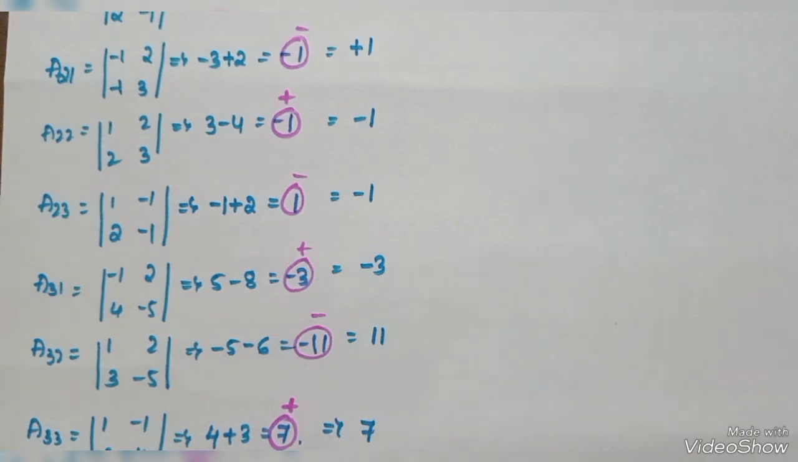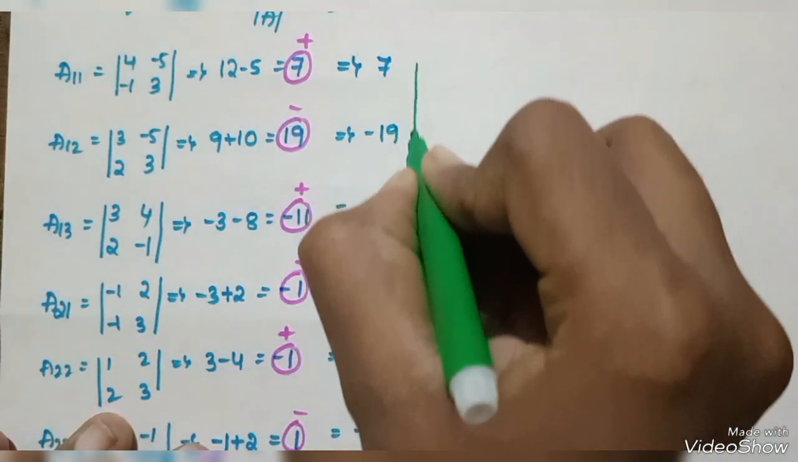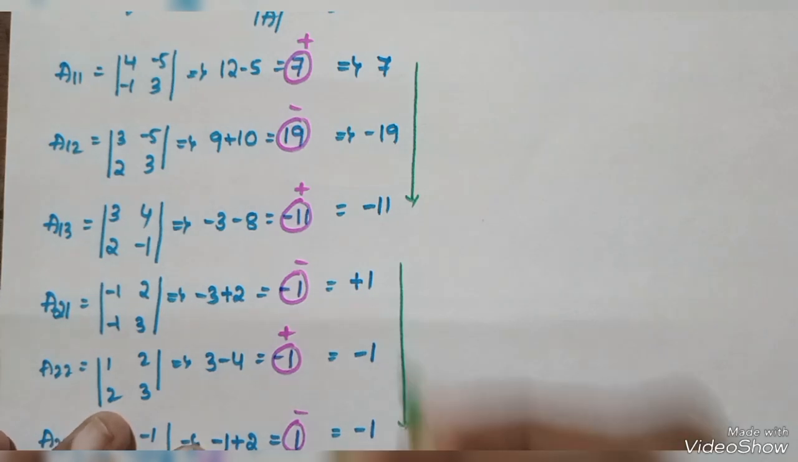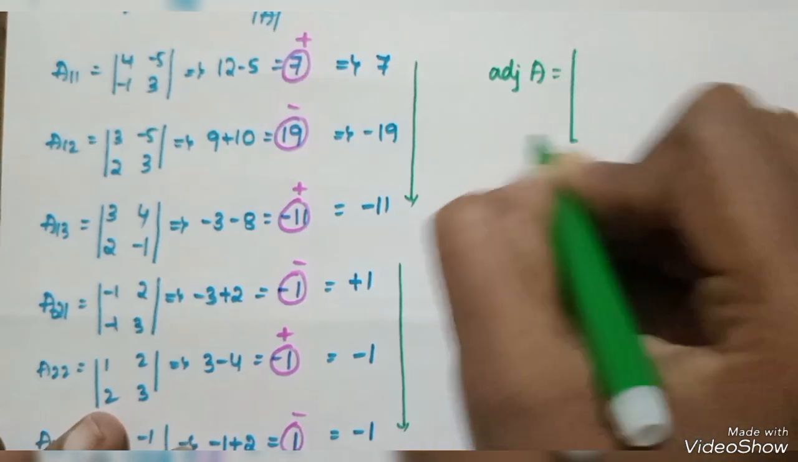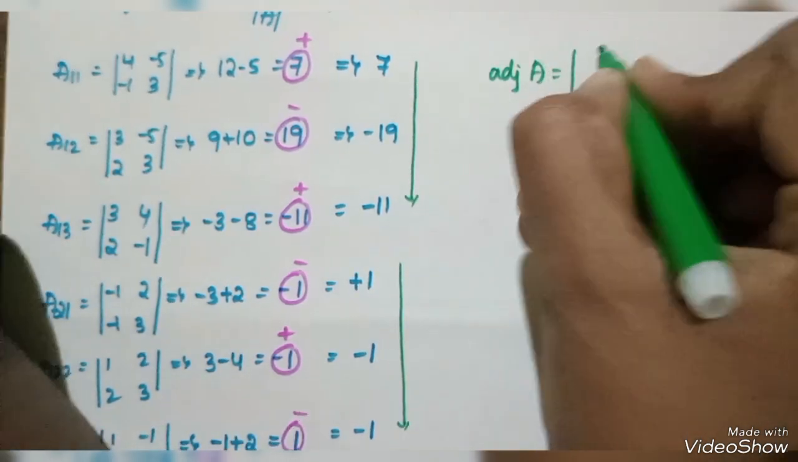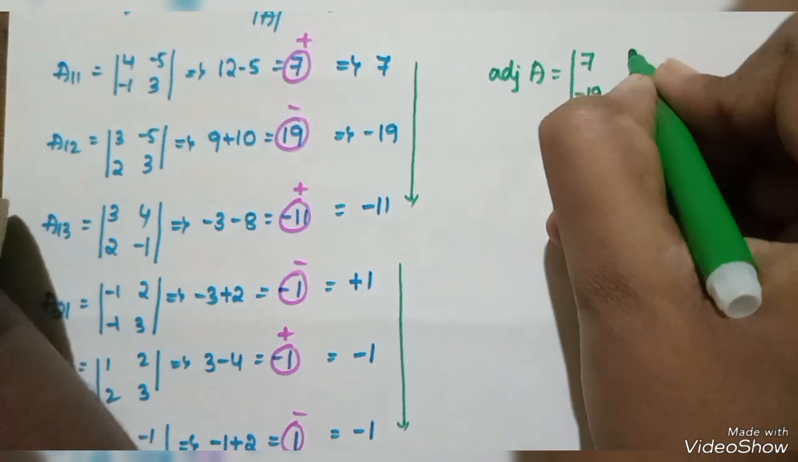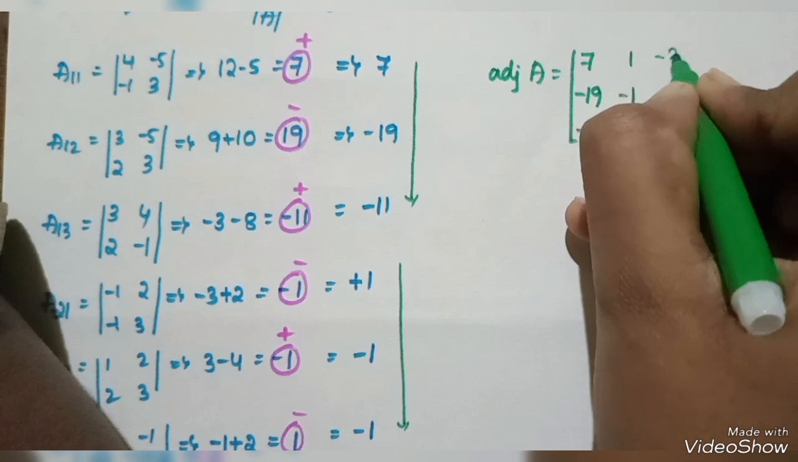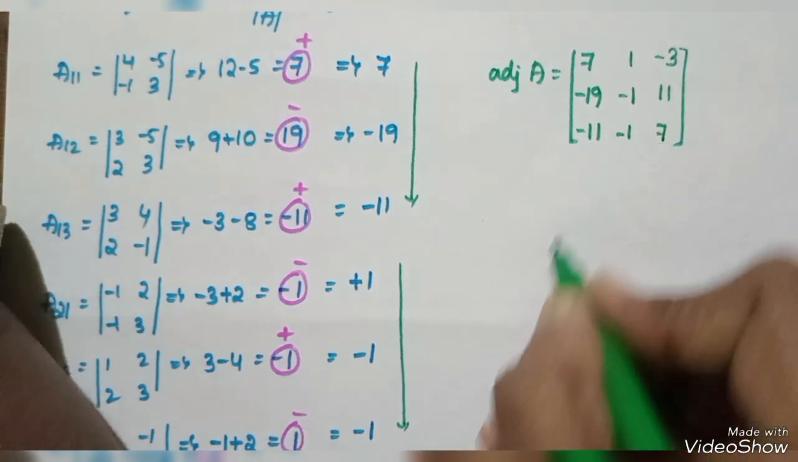Okay, I directly write the adjoint by combining the rows. That is, adjoint of A is equal to writing each element by column, that is 7, 19 and minus 11, 1, minus 1, minus 1, minus 3, 11 and 7. Okay, this is the adjoint of A.